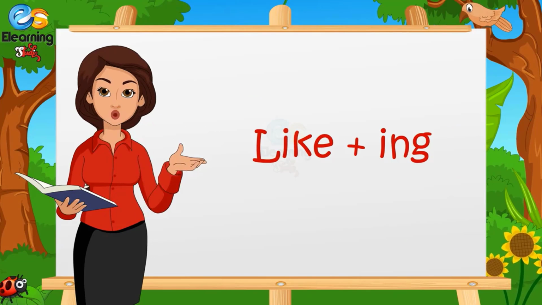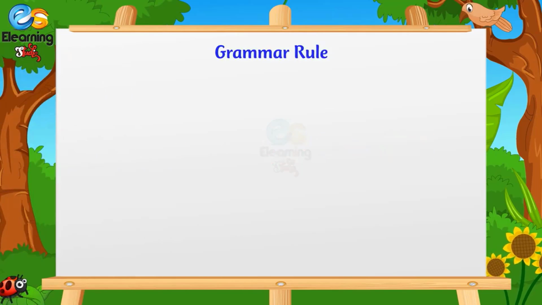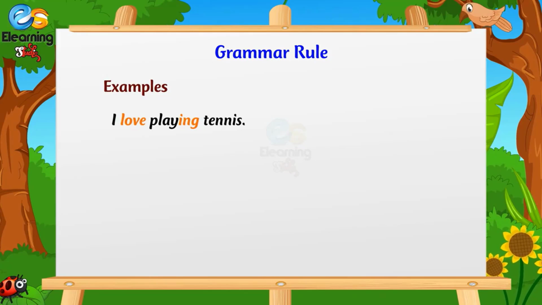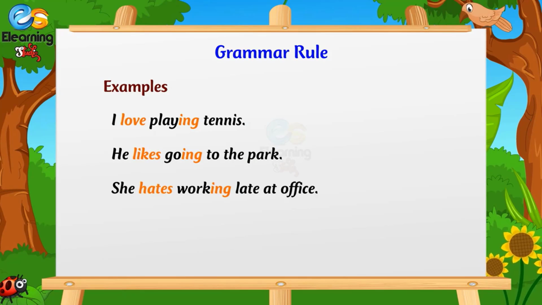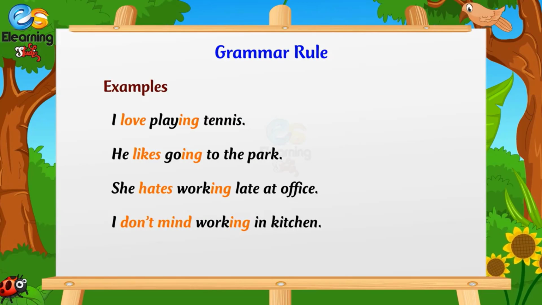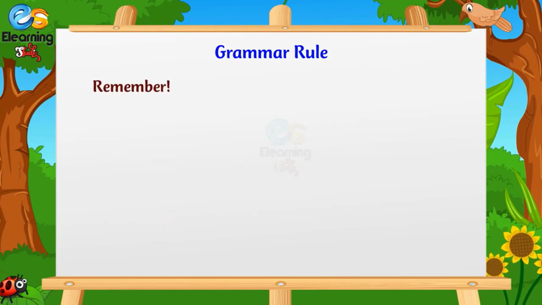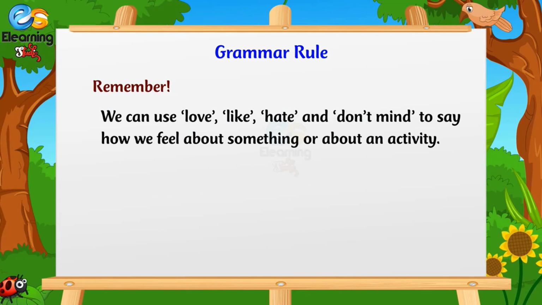Like plus ing. Grammar rule. Examples. I love playing tennis. He likes going to the park. She hates working late at office. I don't mind working in kitchen. Remember, we can use love, like, hate, and don't mind to say how we feel about something or about an activity.